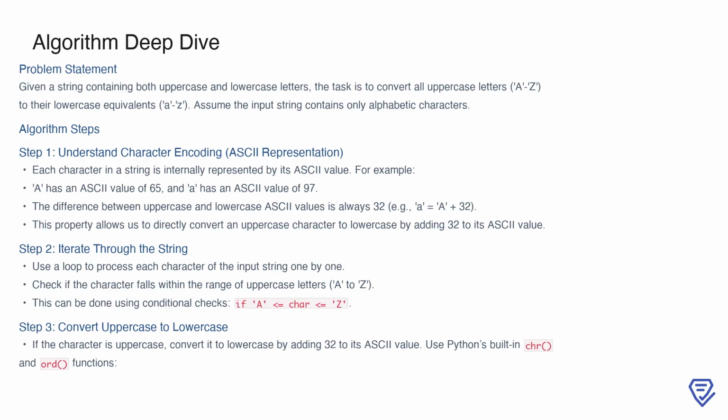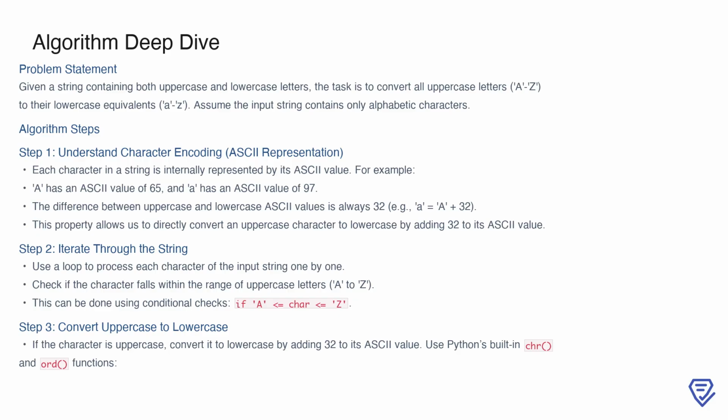To solve this problem, we need to convert all uppercase letters in a given string to their lowercase equivalents while leaving lowercase letters unchanged. The key to achieving this lies in understanding how characters are represented in a computer. Each character corresponds to an ASCII value, which is essentially a numerical code. For example, the ASCII value for A is 65, and for a it is 97. The difference between these two values is always 32, which means that adding 32 to the ASCII value of any uppercase letter gives its lowercase counterpart.